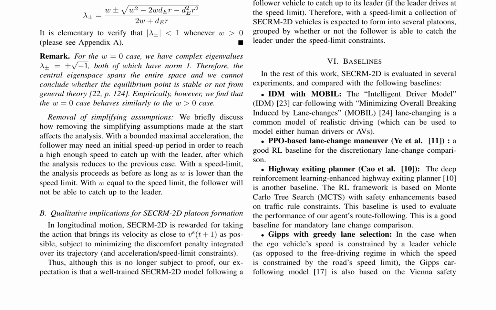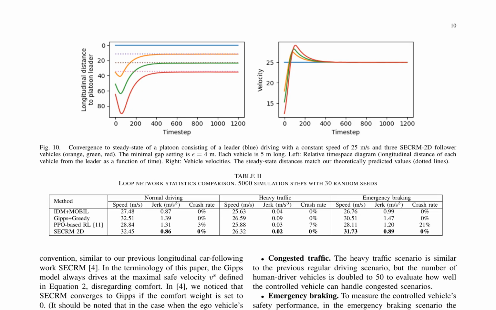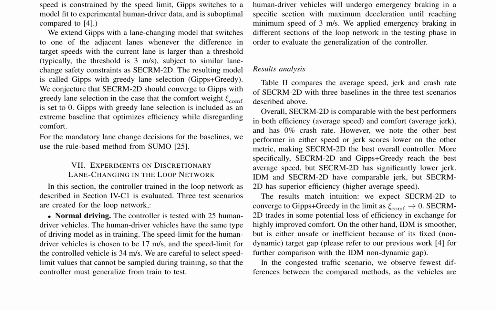The removal of simplifying assumptions is briefly discussed, highlighting the need for an initial speed-up period or a speed limit to ensure the follower can catch up with the leader. The qualitative implications for SECRM-2D platoon formation are then presented, expecting a well-trained model to form a platoon with a common velocity and intervehicle gaps described by the previously obtained formulas.